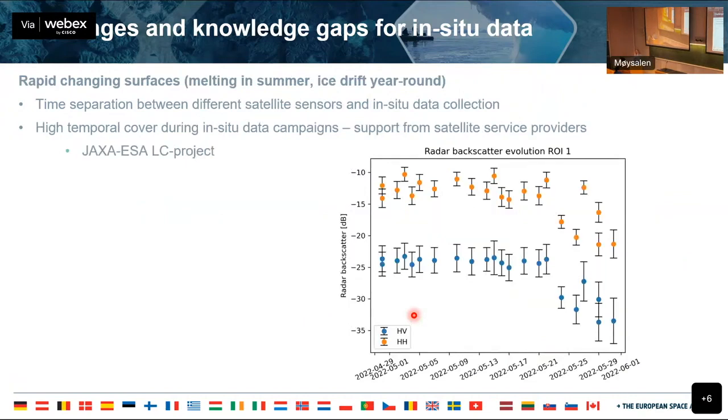With melting in summer and sea ice drift year-round, we have rapid surface changes. So if you have a C-band image in the morning and an L-band image after lunchtime during melting season, it becomes extra challenging to align them because melting is occurring. I should also mention the JAXA-ESA LC project. They provide a lot of high temporal coverage during in situ data campaigns, so you can actually get a lot more data than you would normally. By having this information, you can do quite a lot with it.